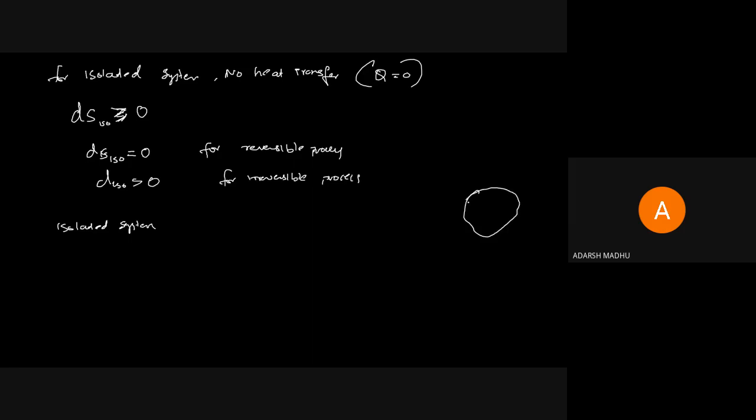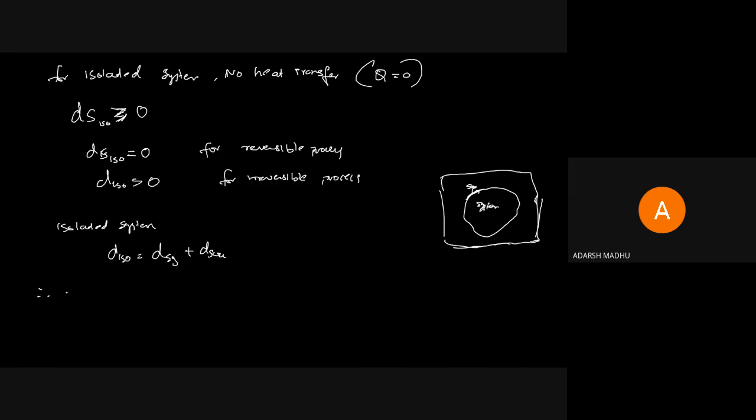We can take an isolated system like this. It possesses a particular surroundings and system. There is no heat transfer, and there is no mass transfer happening here, but we have a surrounding and we have a system. So we can write dS isolated equal to dS system plus dS surroundings.